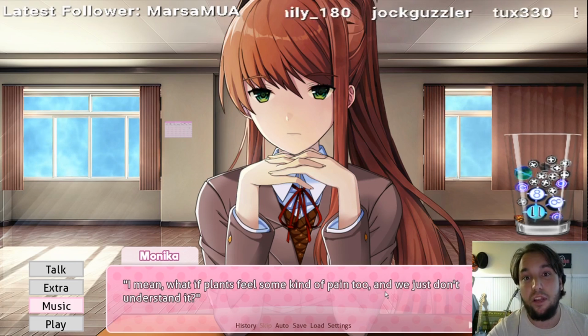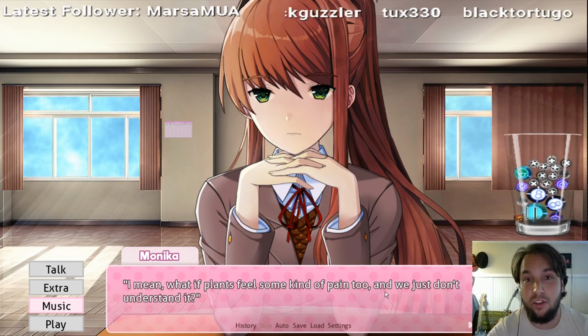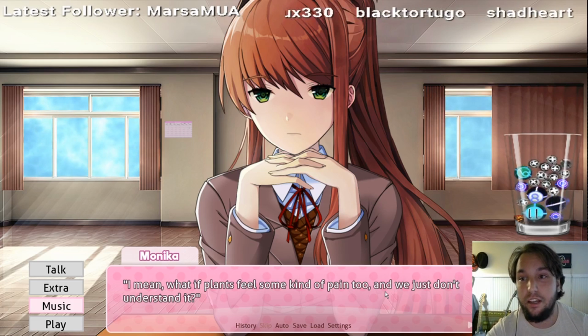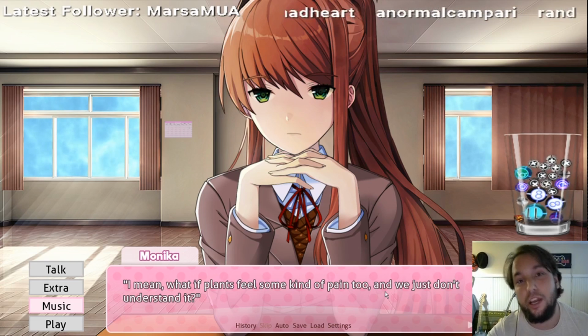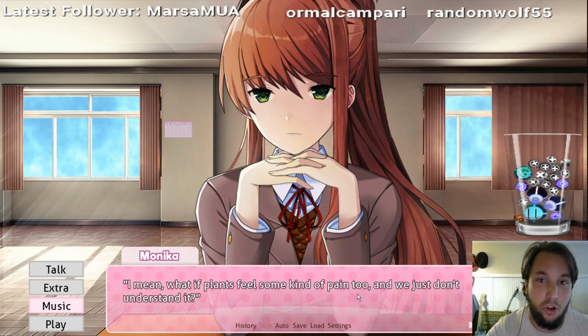And she has a point. Plants are living things too. So when you're eating, when you grow a cabbage, you cut a cabbage, you kill a cabbage. You're murdering a cabbage.